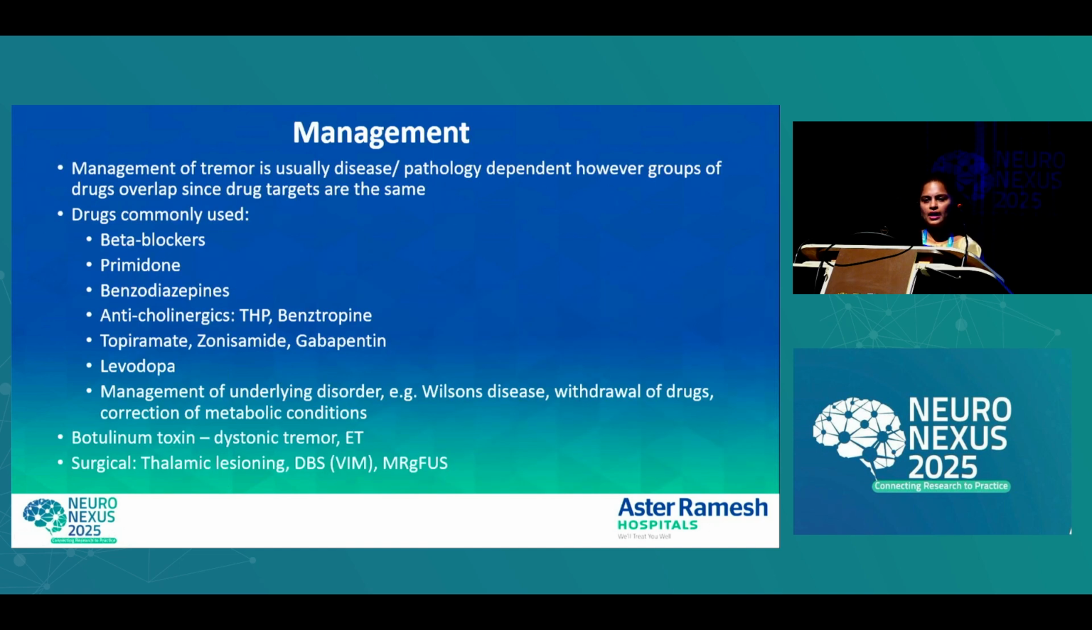After that, management depends upon the underlying cause and the pathology. Drugs commonly used are beta blockers, benzodiazepines, anticholinergics, and management of the underlying disorder. Botulinum toxin will be useful in dystonic tremor, and other surgical management includes thalamic lesioning, deep brain stimulation of the ventro-intermediate nucleus of the thalamus, and MR-guided focused ultrasound.